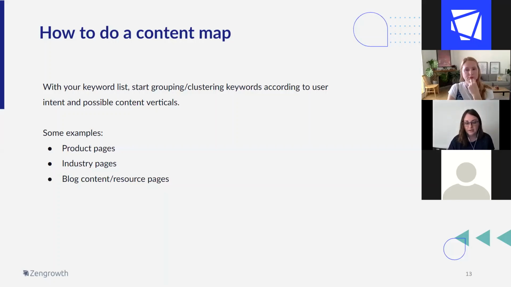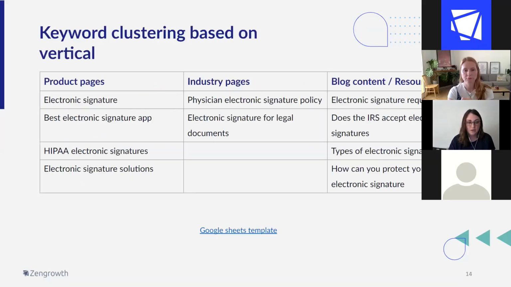Verticals are groups of related pages, like your product pages, your industry pages, blogs, resource pages, guides, case studies, stuff like this. These are all groups of pages that would be put into a content vertical. So here you can see an example. This is again based on DocuSign with different sorts of product pages and different industry pages.